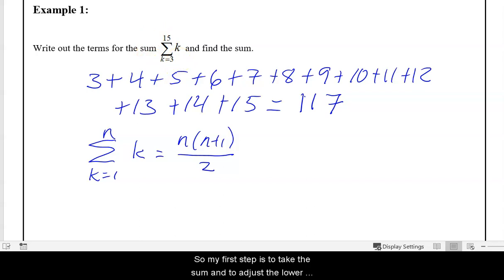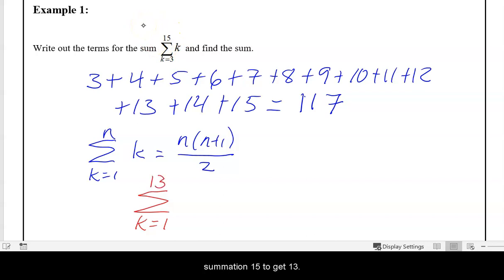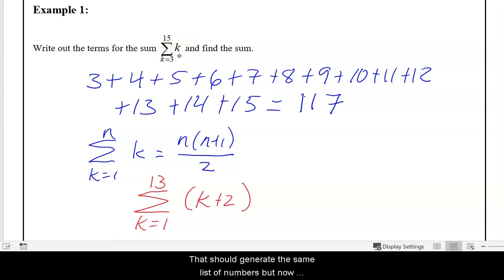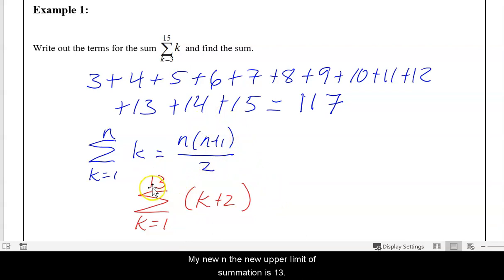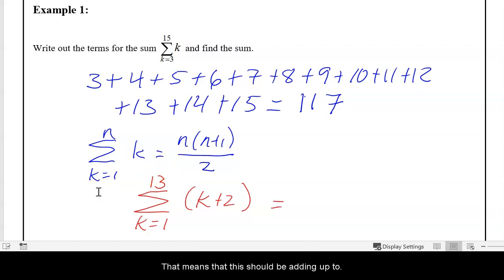So my first step is to take the sum and to adjust the lower limit of summation from 3 back to 1 by subtracting 2. Then I will need to subtract 2 from the upper limit of summation 15 to get 13. To compensate for subtracting 2 in the sigma symbol, I will add 2 onto the sum end. That should generate the same list of numbers, but now my sum begins at 1, so I can use this formula. My new n, the new upper limit of summation, is 13.